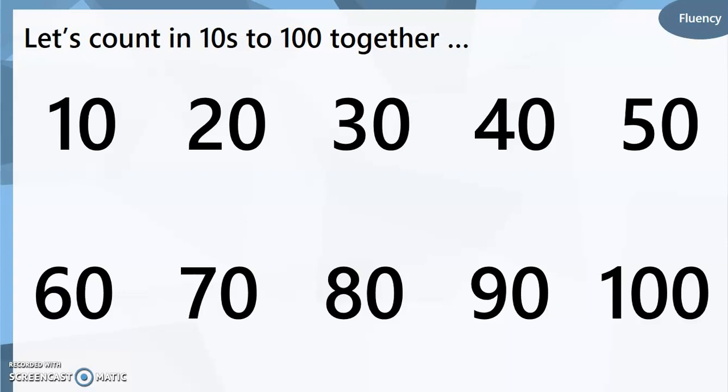And this time we're going to go backwards. 100, 90, 70, 60, 50, 40, 30, 20, 10. And you will notice that I missed out the 80.